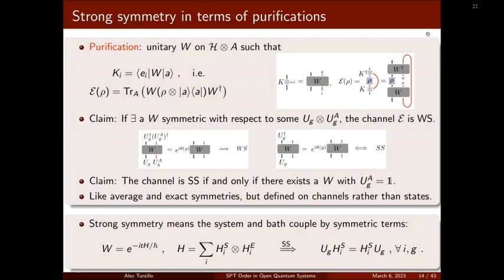And one can give a more physical interpretation of the statement. If we think of the purification as some Hamiltonian evolution, so W written as the exponential of a Hamiltonian on the system and the bath, and that Hamiltonian is written as a sum of these tensor product terms between the system and the environment, strong symmetry means that each of these terms individually commutes with the symmetry.